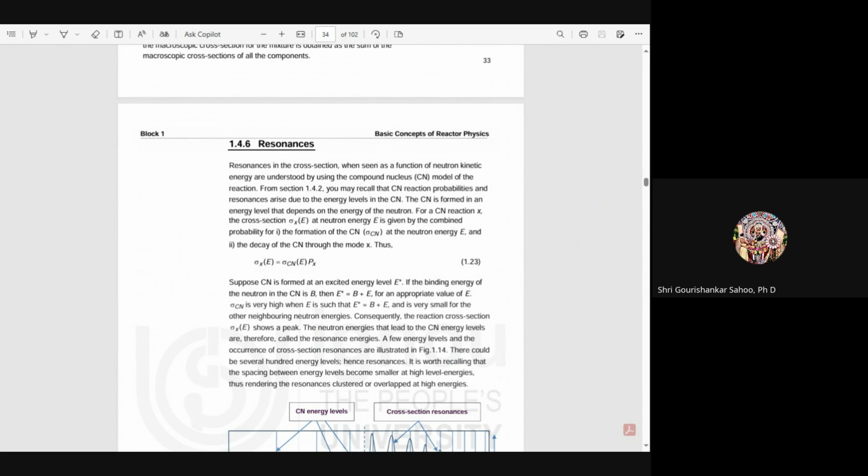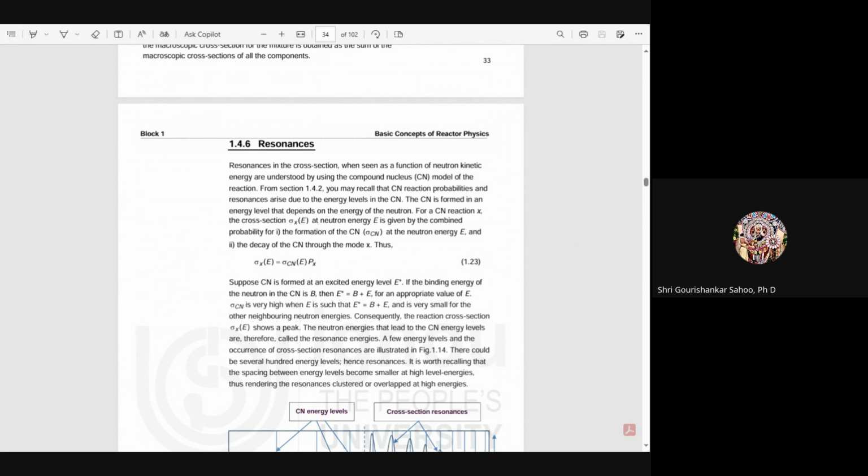Resonance in the cross section, when seen as a function of neutron kinetic energy, is understood by using the compound nucleus model of the reaction. So compound nuclear reaction probabilities and resonances arise due to the energy levels in the compound nucleus. The compound nucleus is formed in an energy level that depends on the energy of the neutron.